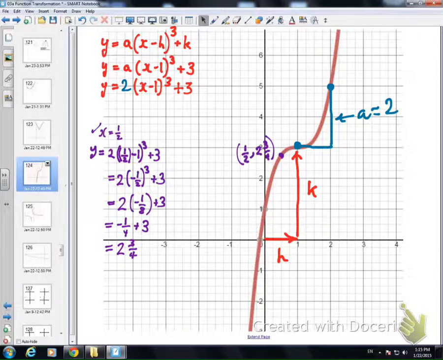Add that to 3, and we get 2 3/4. And just to verify, that is indeed a point on my graph, because if we start over 1/2 and we go up 2 3/4, here's 2 and 1/2, 2 3/4. That's the point on my graph. So I'm convinced that this equation is in fact correct, because I've done everything I can, but just in case I'm not, I'll go to Desmos, graph it, and make sure that my equation produces the graph shown.